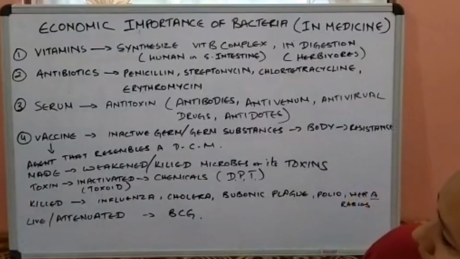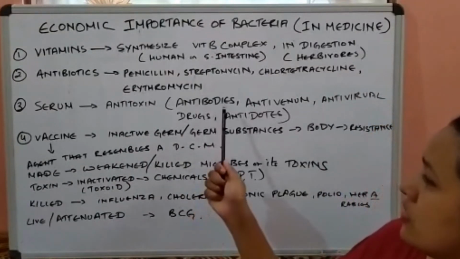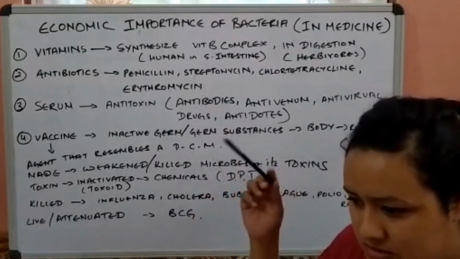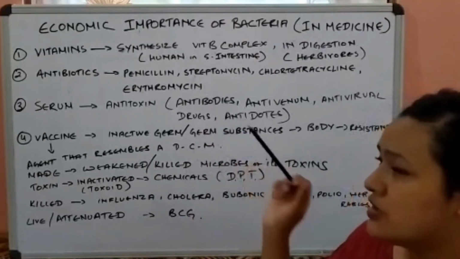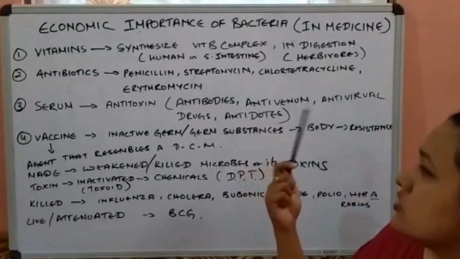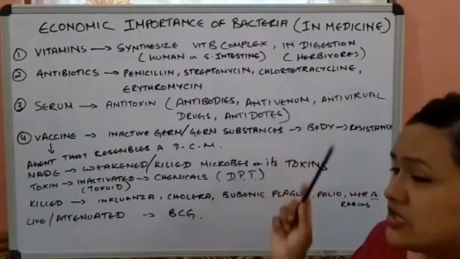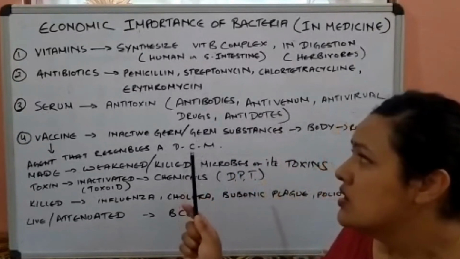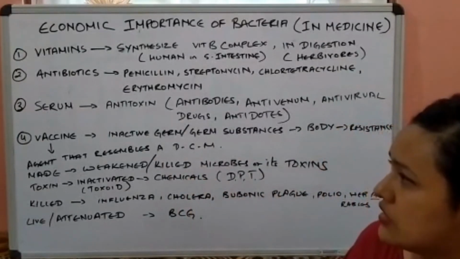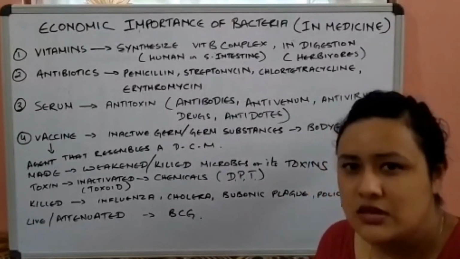Now you have heard about antibodies also, nowadays in this period of time. You are hearing about antibodies, antivenoms, antiviral drugs, and antidotes. These are all produced from serum. Now, how do we produce all this? Let me explain that.